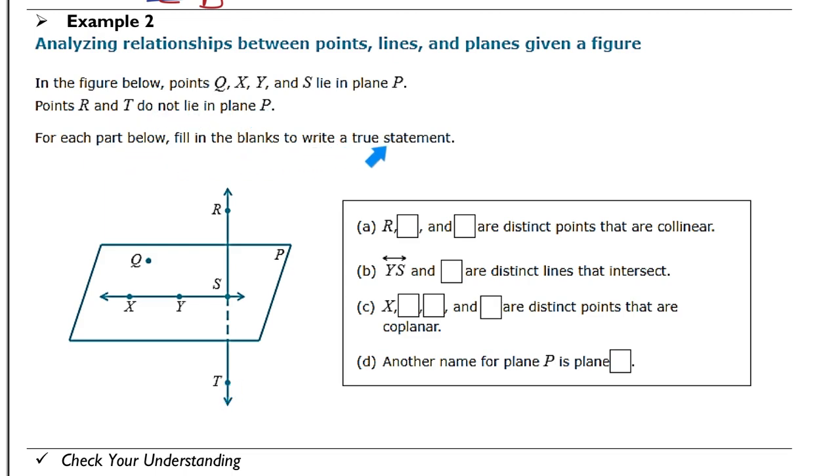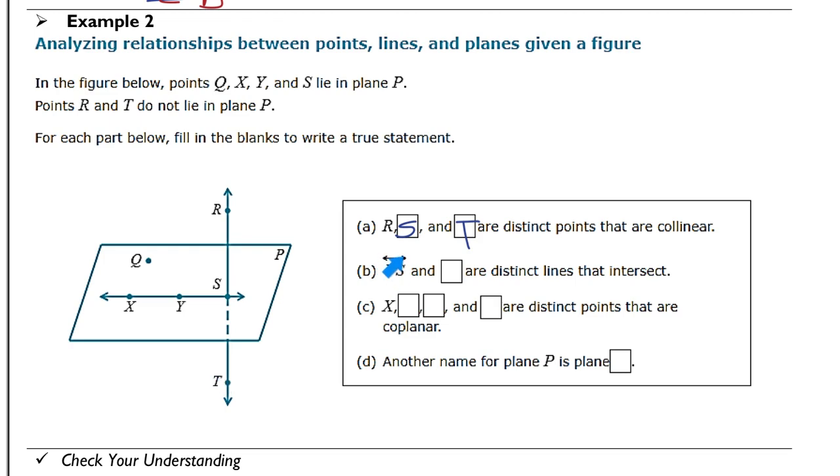So we're going to fill in the blanks and write a true statement here. R, blank, and blank are distinct points that are collinear. So we look for R. What are another 2 points that are on this line that R is on? You can see T and S are going to be part of that. So we're going to do R, S, and T. Those are collinear because they're all on this vertical line right here.